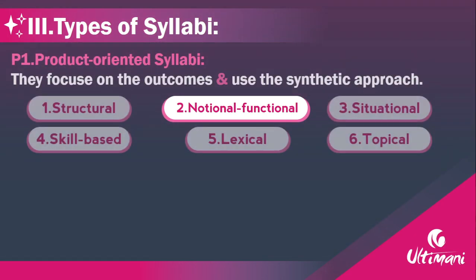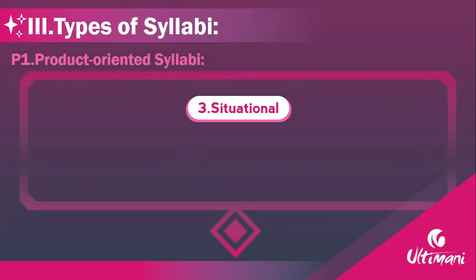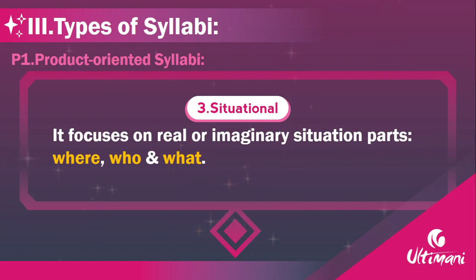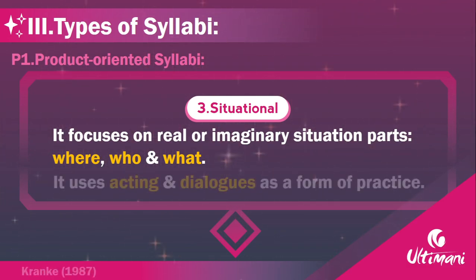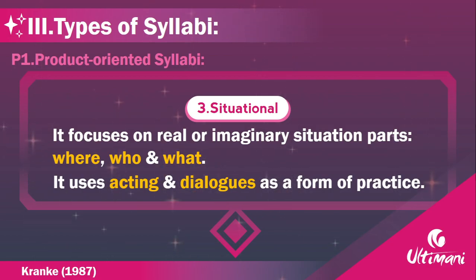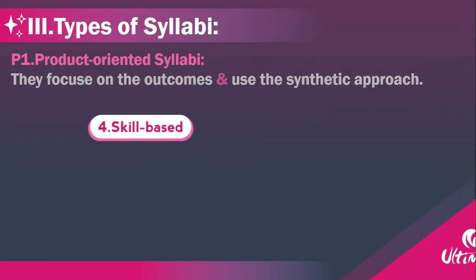To the third type, situational syllabus. It focuses on real or imaginary situation parts, including where, the setting, who, the participants, and what, the activity. It uses acting and dialogues as a form of classroom practice, and ESP can use this type too since it's about situations.